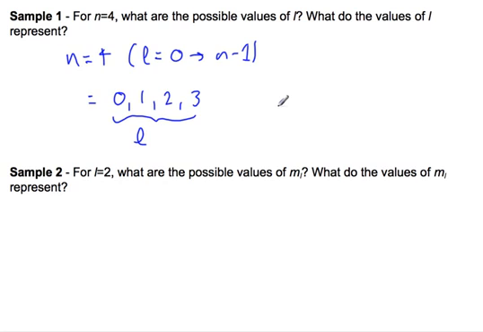So we have 4 values of l. And remember what those values of l represent. That represents the number of different subshells at that given energy level. So there are 4 different subshells when n equals 4.